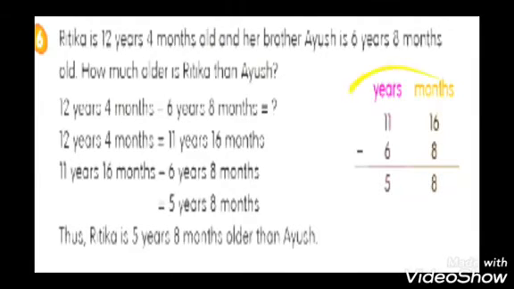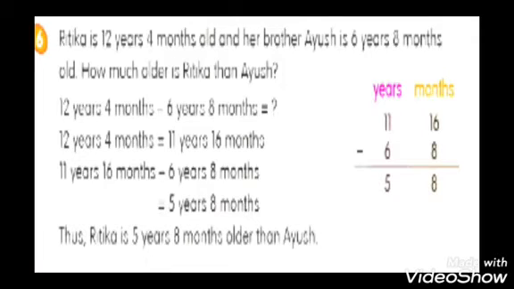Here again, we use the place value chart with months and years. We put the digits in the place value chart and do the subtraction. So 12 years 4 months and 6 years 8 months. Here 8 is more than 4, so we will borrow 1 year and add it here. So 4 plus 12 is 16. 16 minus 8 is 8 months. And here 11 minus 6 is 5. So Ritika is 5 years 8 months older than Ayush.